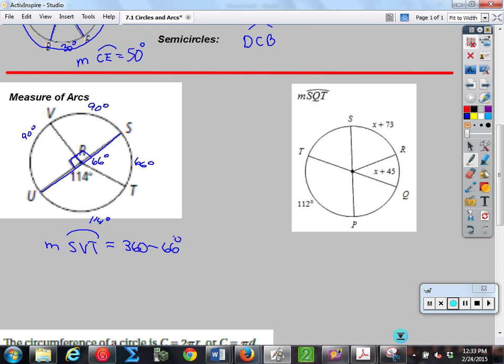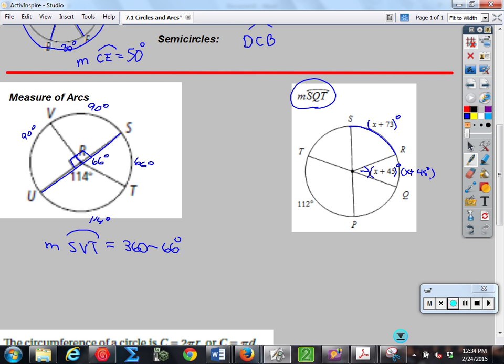Now this one's a little bit trickier. So this is kind of not labeled very well. This right here is from S to R, and that many degrees. The measure of this angle is X plus 45 degrees. This one's 112, and then you have to find this measure and find out what X is first. So, thing to remember, if this is X plus 45, this is X plus 45, right? Everything's going to add to 360, and you just got to figure out what everything is and make an equation.